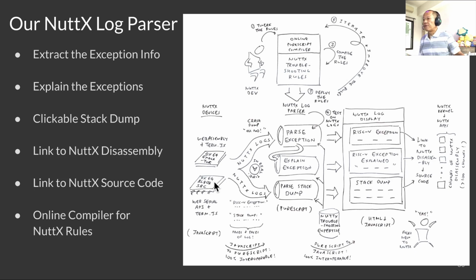And that is all for our experimental log parser. Given real-time logs from a NuttX emulator or a NuttX device, it extracts the exception info and explains the exception. It produces the clickable stack dump that links to the NuttX disassembly, which links to the NuttX source code. The NuttX troubleshooting rules are still evolving, so we have an online compiler that will compile our NuttX rules and run them inside our log parser.